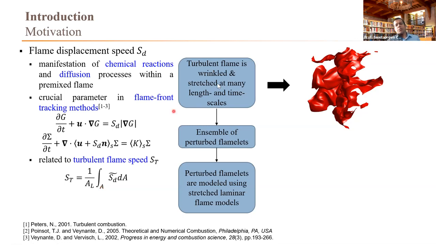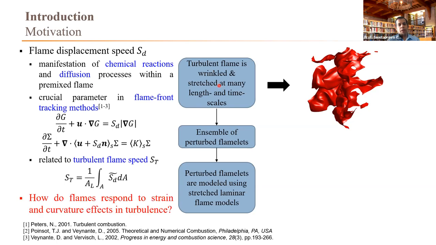Okay, so a turbulent flame is wrinkled and stretched at many length and time scales. And you can think of it as an ensemble of flamelets in certain regimes, of course. These will not behave as flamelets in the broken reaction zone regime, but it behaves as a flamelet in large portions of the regime diagram. And flamelets are modeled using stretched laminar flame models, where we believe that the local flame displacement speed can be written like a stretched laminar flame, including the stretch effects due to tangential straining rate, as well as due to propagation and curvature.